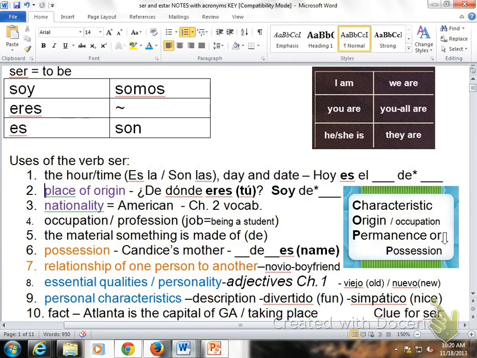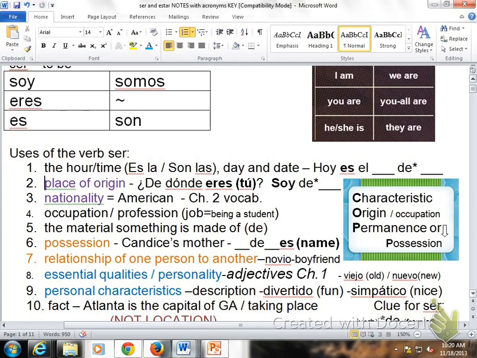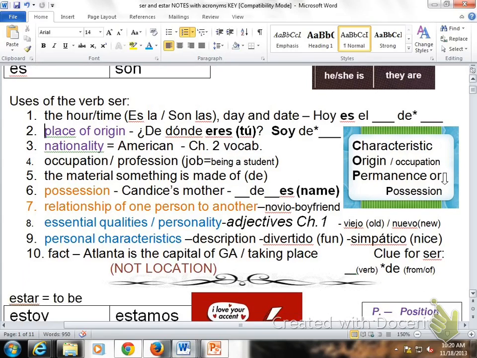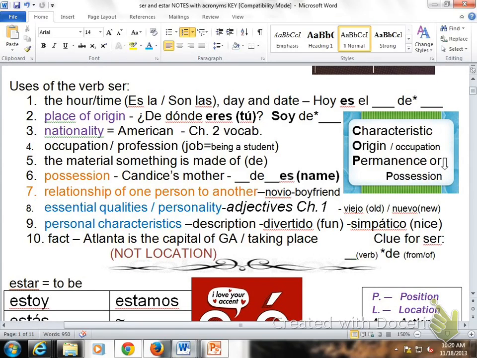Occupation or profession, basically your job. That will always be the verb ser. So yes, I know anybody can change their job at any time, and that you won't always be a student, but for right now, your job is being a student, so that's ser. Material, something is made out of, basically, that is usually something permanent. You can't change what something is made out of.